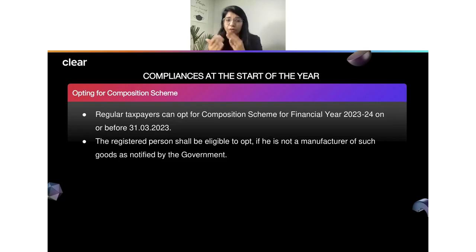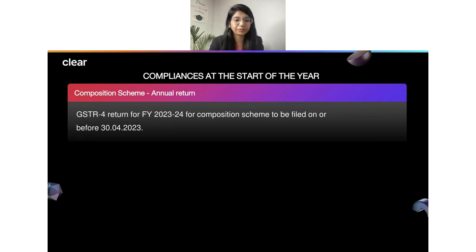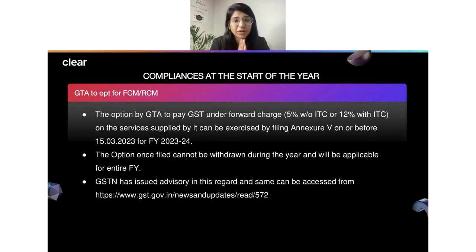And let's say you were in the regular scheme, you took the registration as a regular taxpayer and you want to opt for the composition scheme, then you can always opt for it, but this should ideally have happened before 31st March 2023. The only benefit of this composition scheme is that there is only one return. In regular, you have to file GSTR-1, 3B, 9C, everything. When it comes to the composition scheme, it's a very simple form, GST4, which has to be filed on an annual basis, and then there's a challan, CMP08, which has to be filed on a quarterly basis. So this was about the composition scheme, which should be done if you want to opt for it.